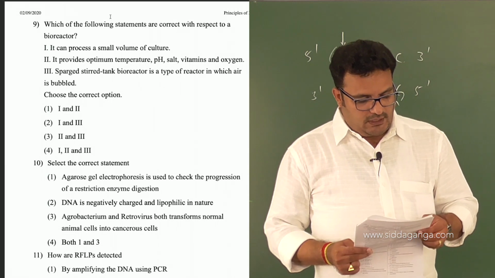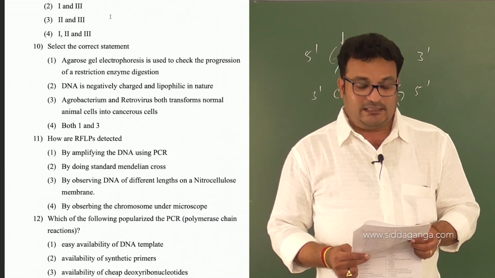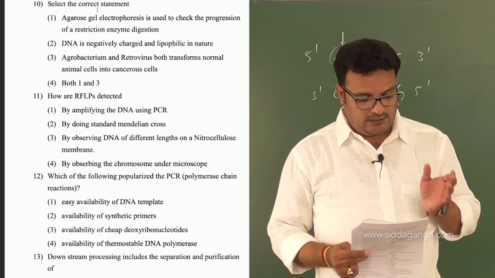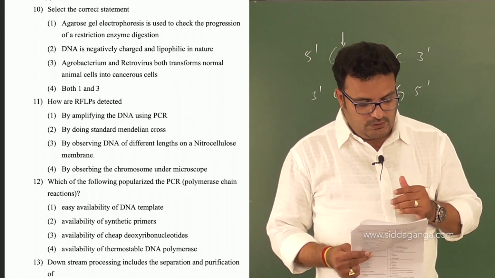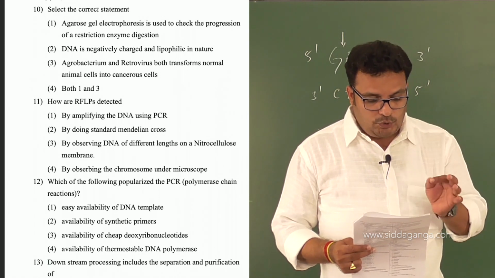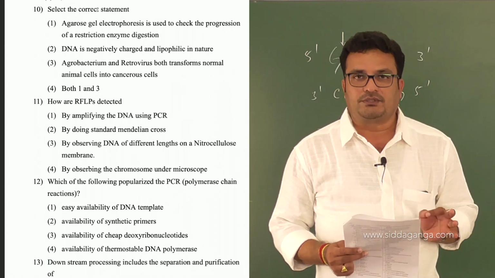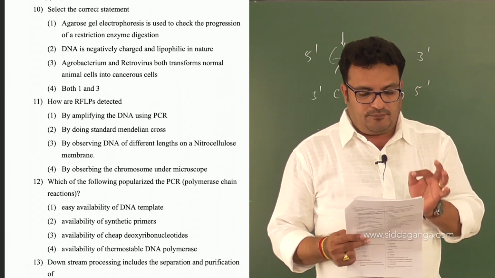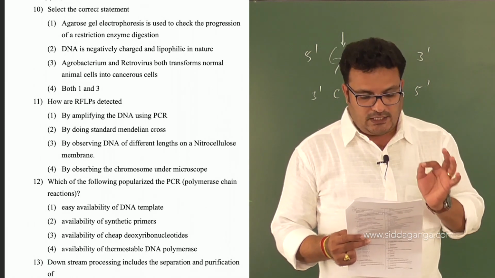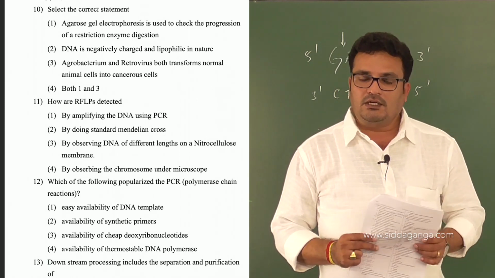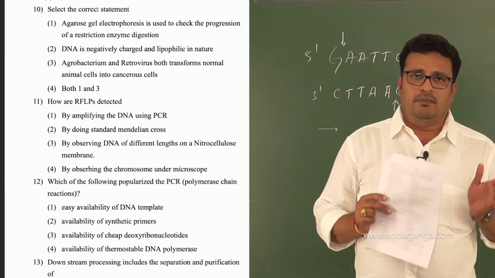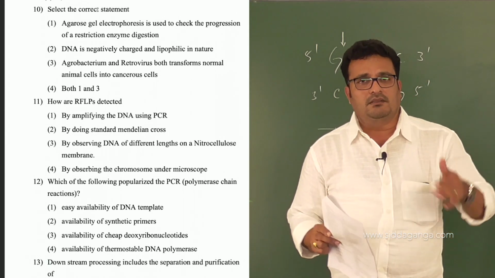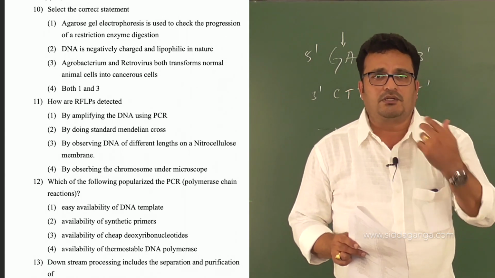And we move on to the next question, the 10th one. Select the correct statement. There are 4 statements given. We will go through them. The first one: agarose gel electrophoresis is used to check the progression of a restriction enzyme digestion. Yes, agarose gel electrophoresis is used to separate the fragments, and when the fragments are separated, that is the indication of the action of the enzyme, right?